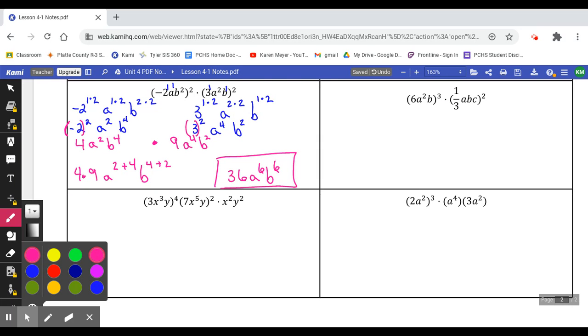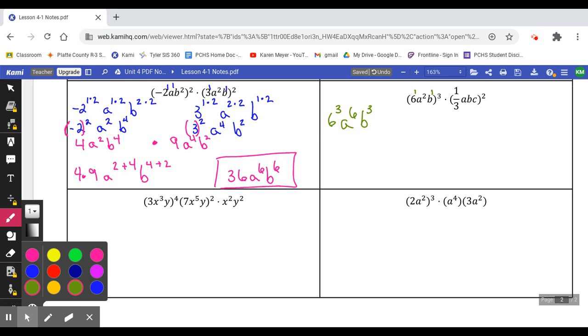All right. Let's go to the next one. So you're going to have 6, and then multiply your exponents. 1 times 3 is 3. For a, multiply your exponents. So 2 times 3 is 6. And b, multiply your exponents. 1 times 3 is 3. So I'm trying to slim down the work a little bit by cutting some of the steps out for you.